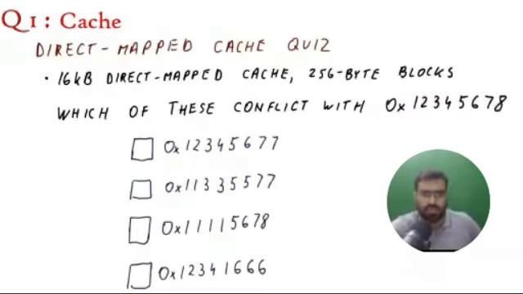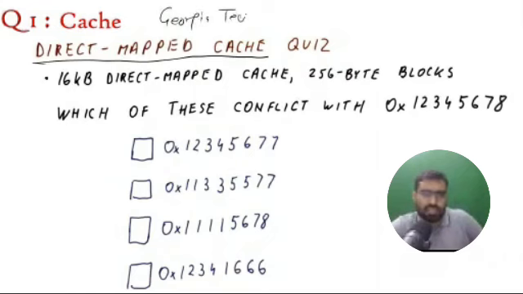This is a cache memory question, where you have a direct mapped cache. I have taken this question from Georgia Tech University. So let's take this: you have a direct mapped cache, the size of the cache memory is 16 KB, and you have a 256 byte block size.